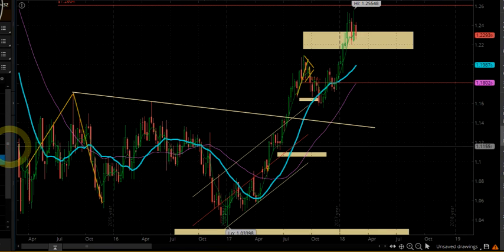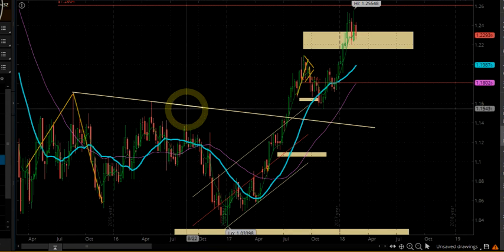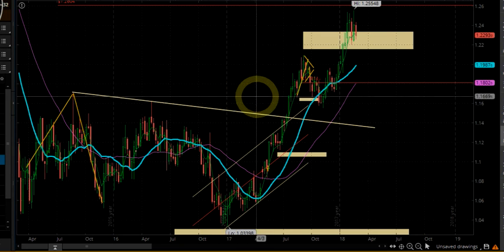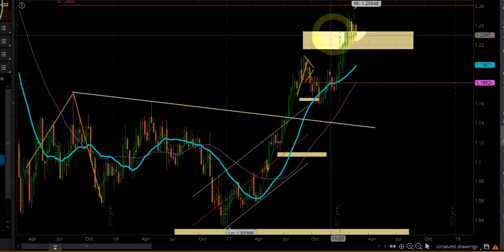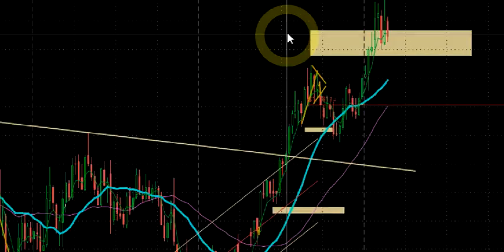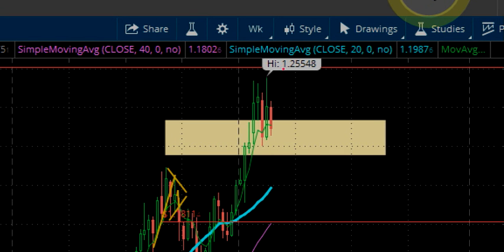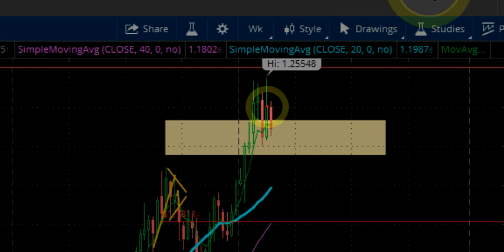The euro looks like it wants to sell off here. It made this really kind of interesting candle with this long wick sell-off day, and then came through and followed through the next week.